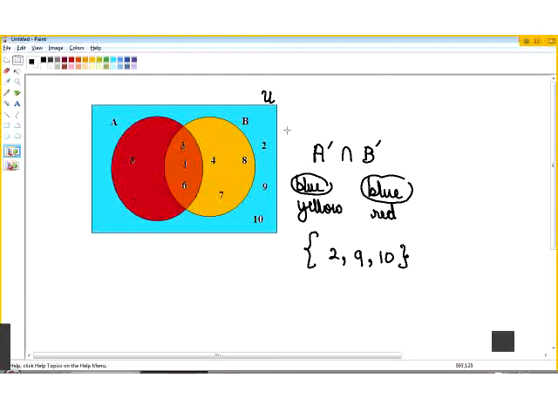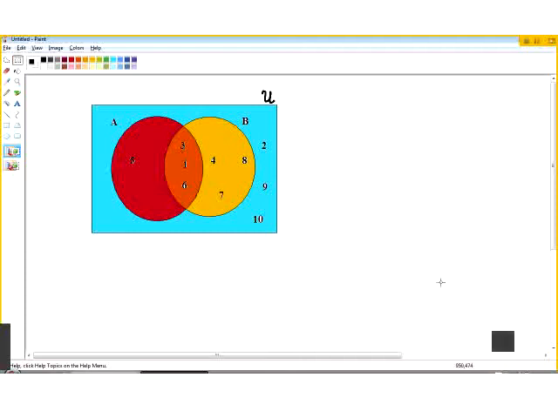Okay. Let's look at another question. I'm going to stick with the complement right now because it's something that gives a lot of students a lot of problems. What about if I ask A prime union B prime? Think about it. A prime union B prime. We're taking everything outside of A, and joining that together with everything outside of B.